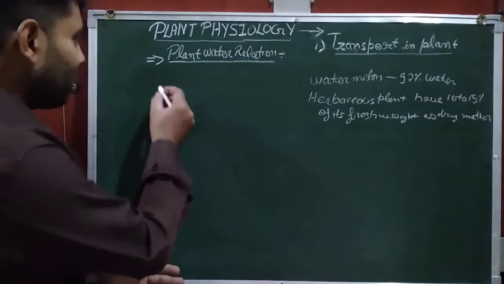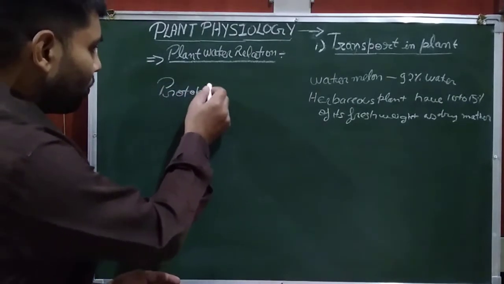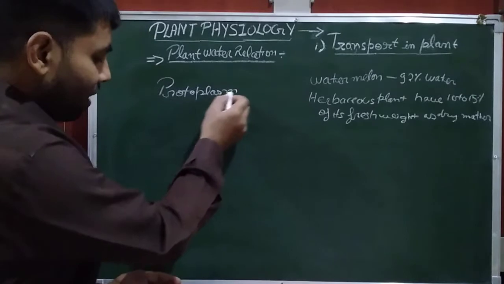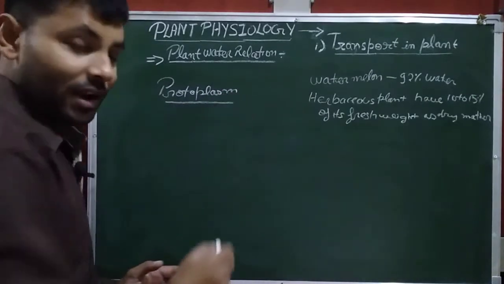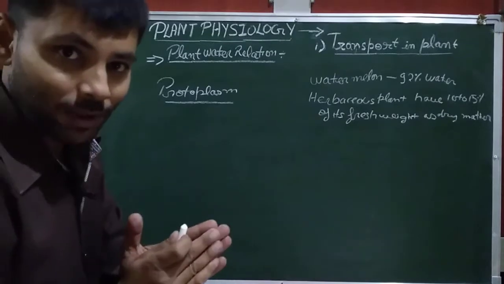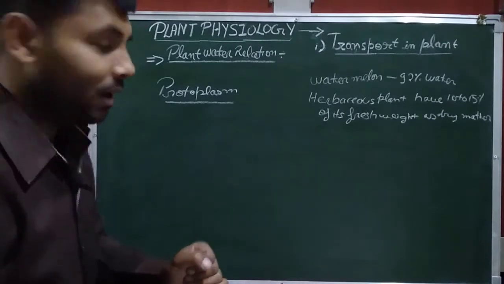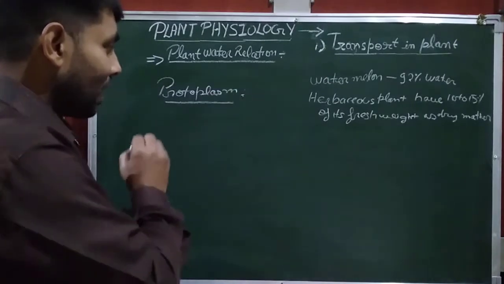First, see what is the main content of protoplasm. It is the living part of the cell surrounded by a plasma membrane. What I have said: the living part of the cell surrounded by a plasma membrane. It has a very essential role.